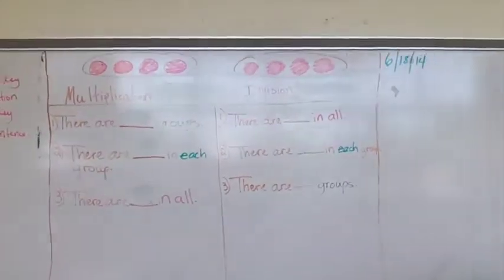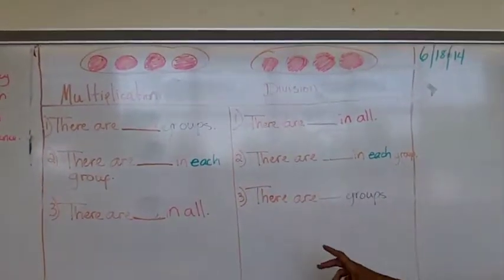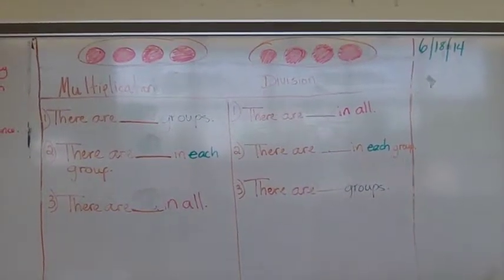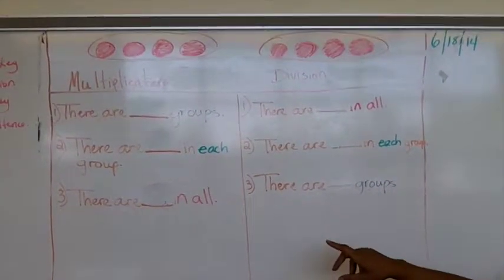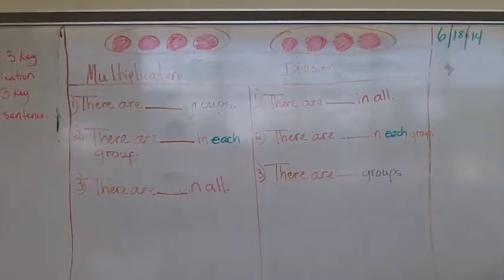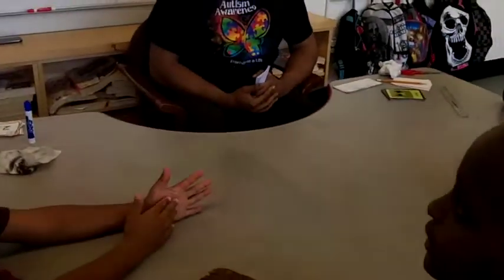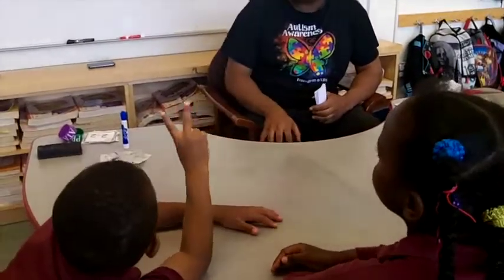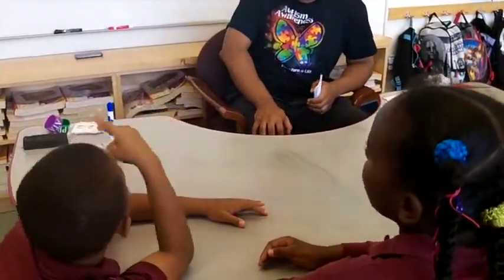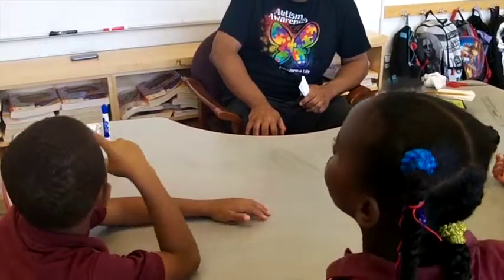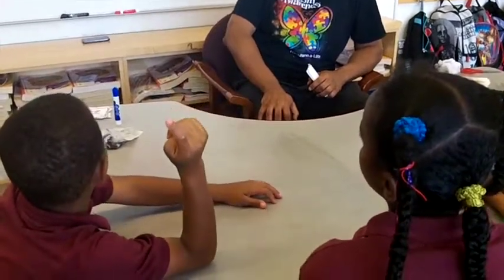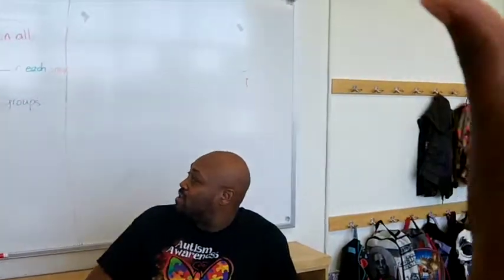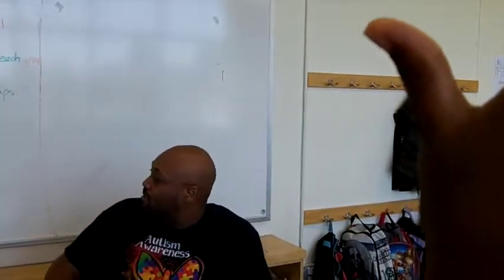With your partner, I want you to discuss the numbers that we should use to fill in the chart under the multiplication side. The number of groups, there are blank in each group, and there are blank in all. So I want you to go ahead and do that now. I see two groups. It's four items. Okay. Let me call on the volunteers to go to the board to fill in the numbers that we should use for the multiplication side. Marvin, can you do that for us?